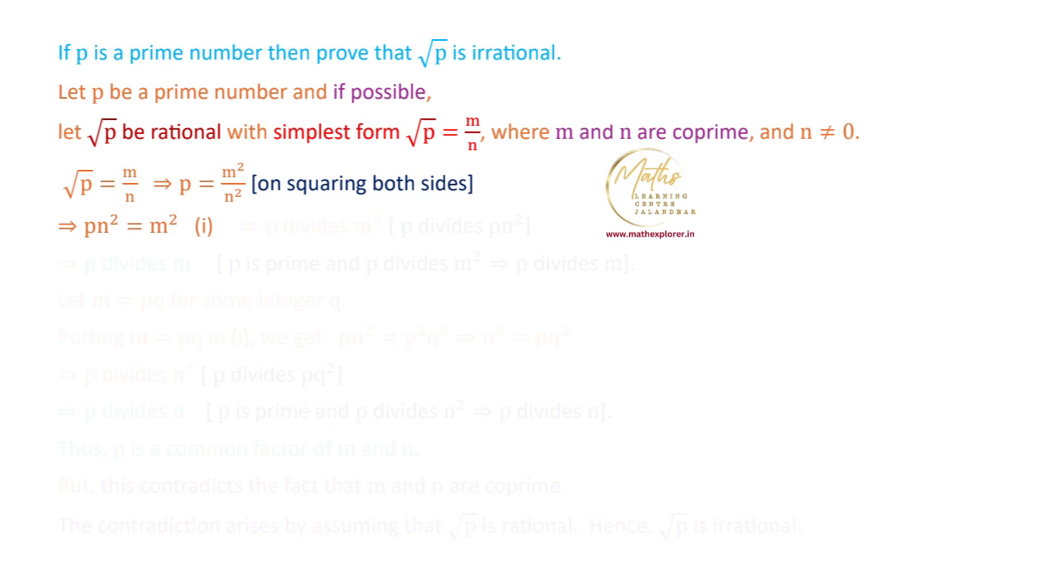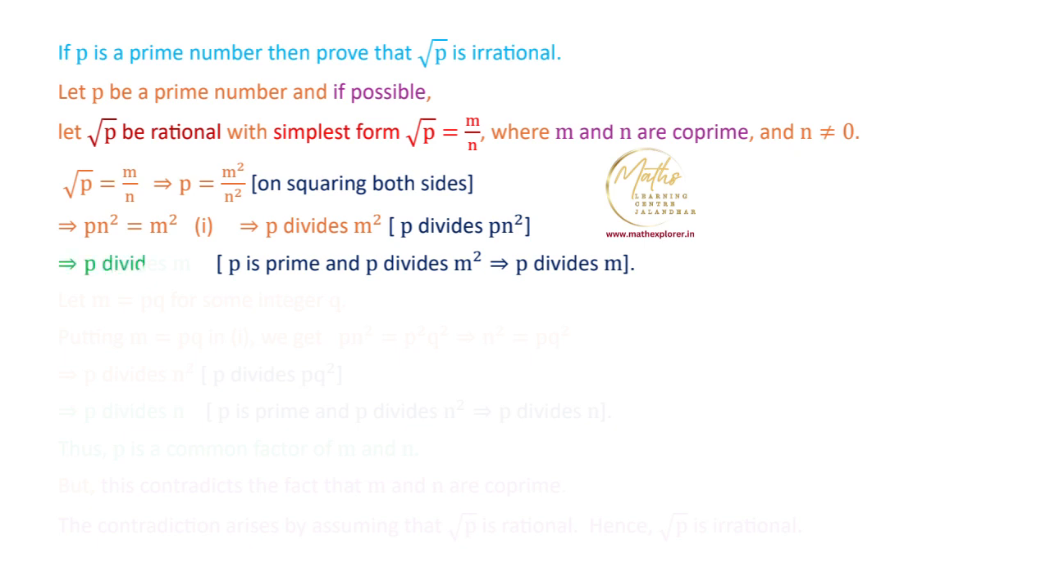Now if we have p times n square is equal to m square, look at this term over here, it is p n square. It means p divides p n square, and if p divides the left hand side of the equation, it means that p divides the right hand side, that is m square. And by our previous lemma, p is a prime number and p divides m square, so p will divide m. So this implies that p divides m.